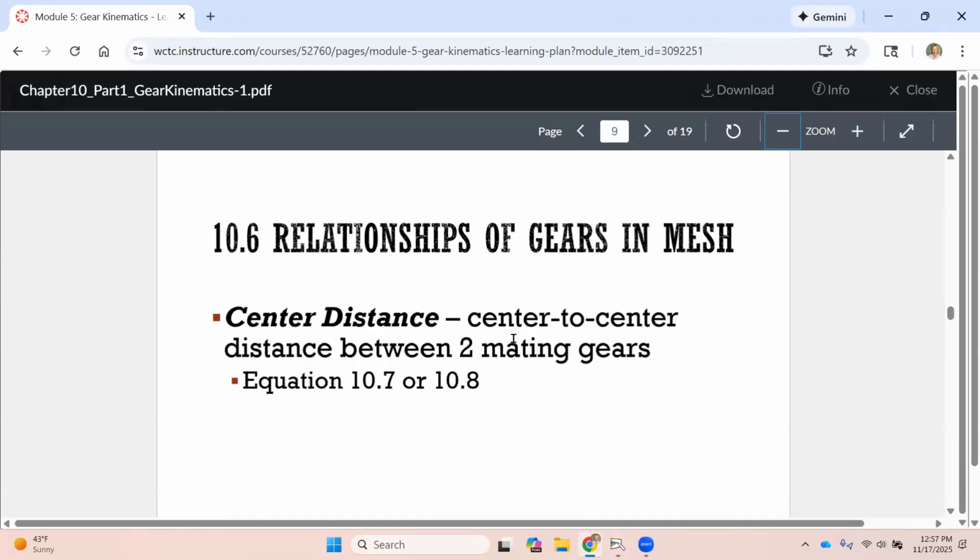Relationships of gears in a mesh, center distance. As we identified earlier, center distance is going to be one of those things that we're very interested in, only because as designers, we've got to lay this out and make sure that things fit properly. And we have to figure out where we are going to mount things.